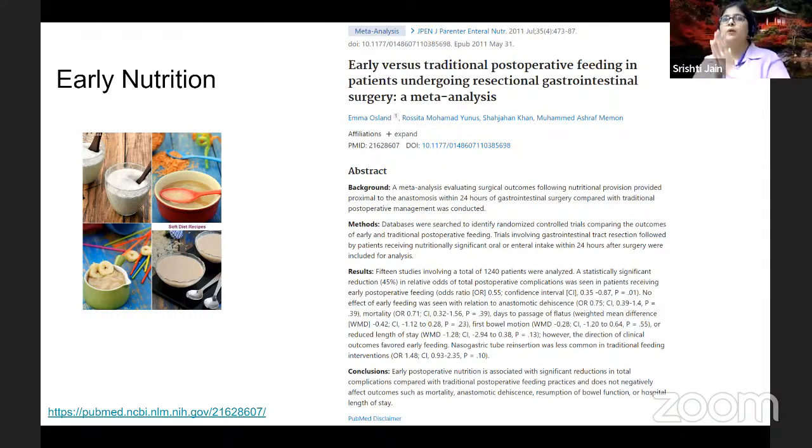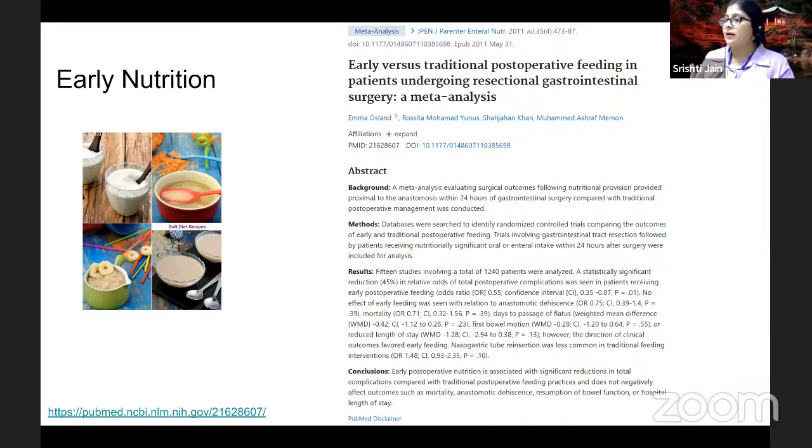See, we are not talking about the exceptions. We are talking about most of the elective surgeries day in and day out. And it does not negatively affect the outcomes such as mortality or anastomotic dehiscence. Again, it is against the common belief that if we feed the patient, they can have anastomotic dehiscence.